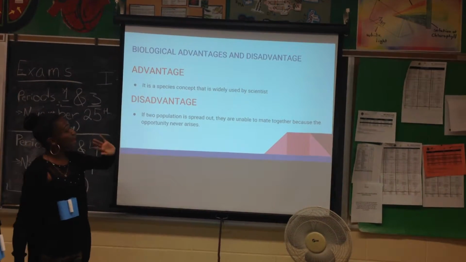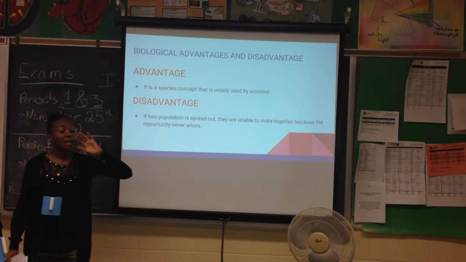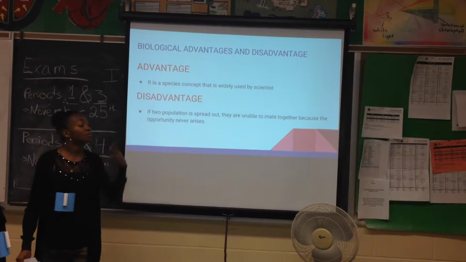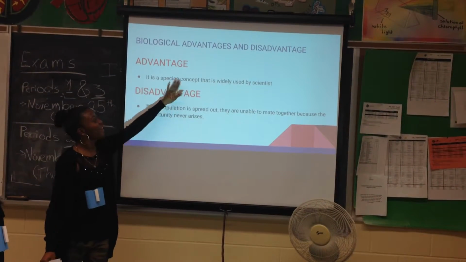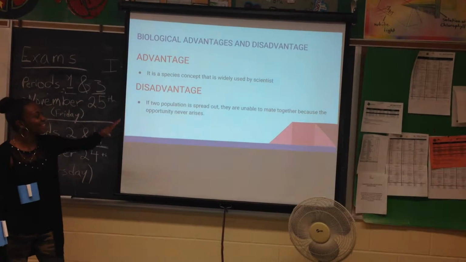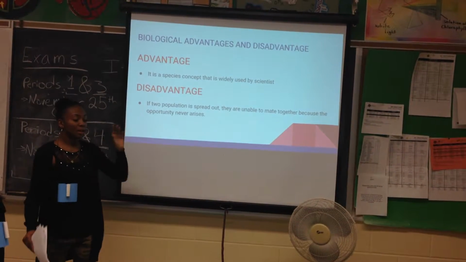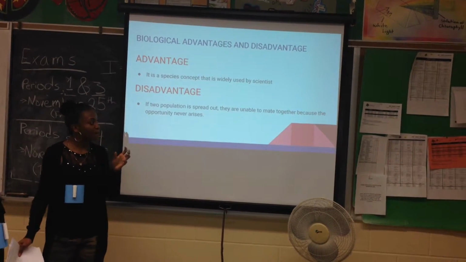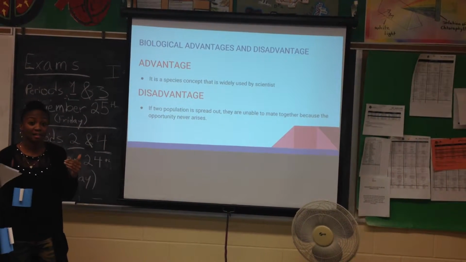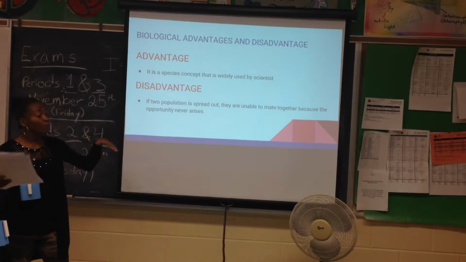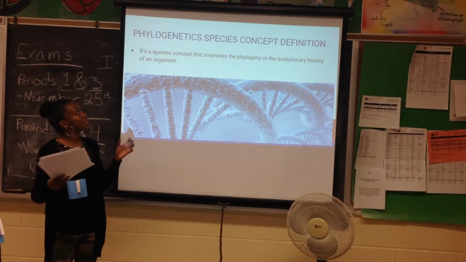Okay, so the biological species concept's advantages and disadvantages. It is a widely used, known concept by scientists. And the disadvantages: populations are too spread out, so they're unable to mate together. That way they can't tell, when the opportunity arises, what species they are.